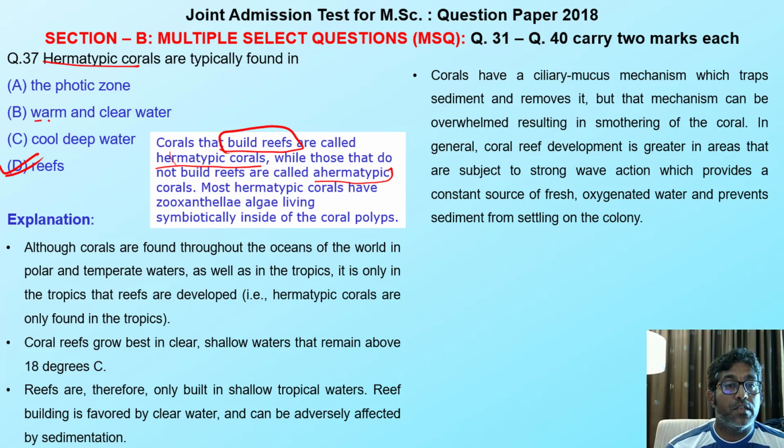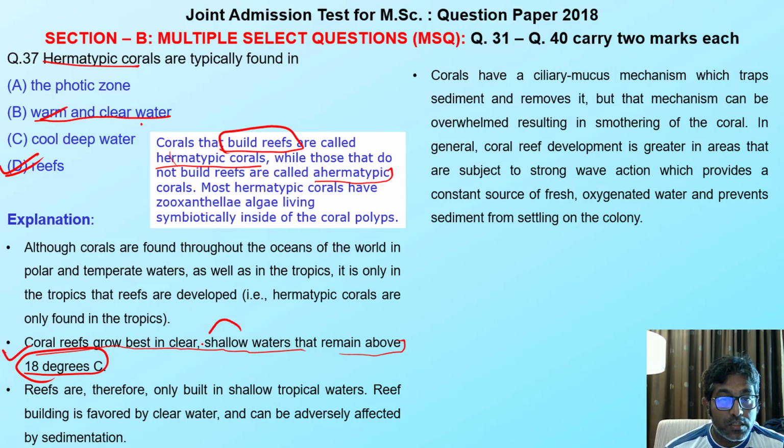Now note the temperature. There is a warm and clear temperature. Now see, this coral reef grows best in clear shallow water that remains above 80 degrees, that remains above 86. So it should be warm and clear water. And now here is shallow water. Shallow water means it should be in the photic zone where you have clear light.